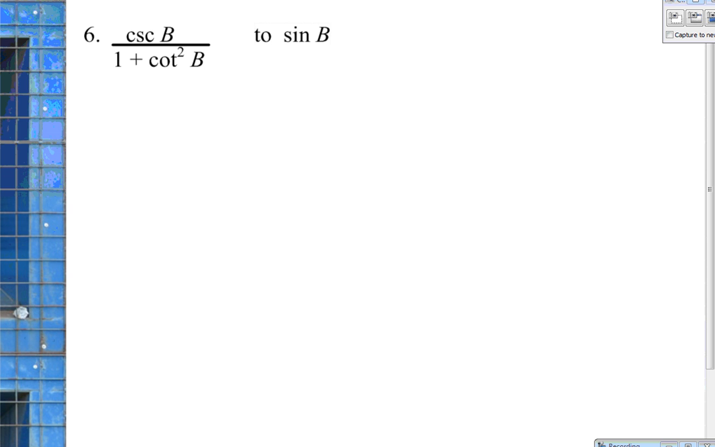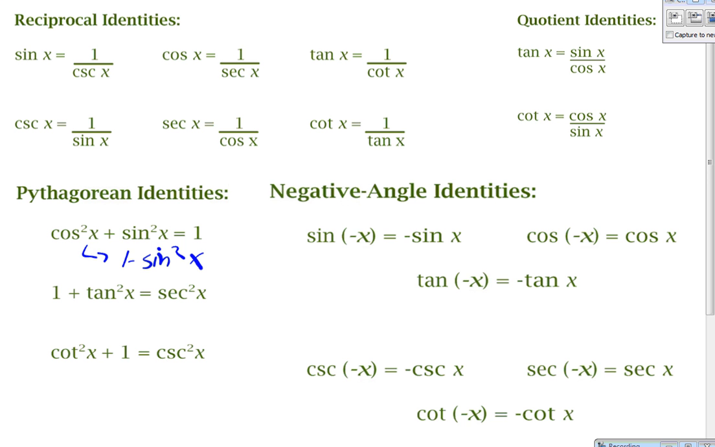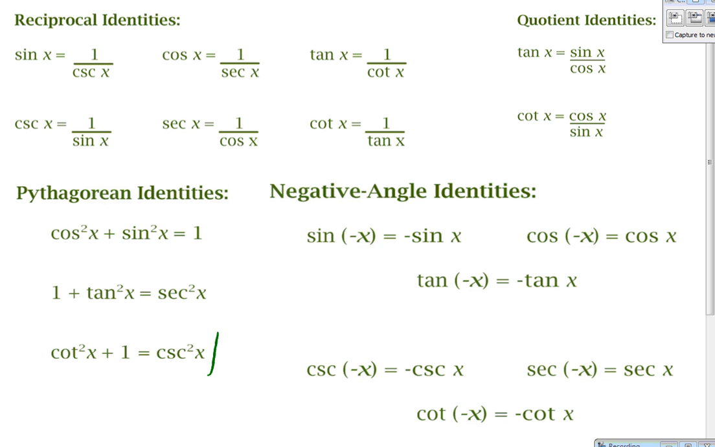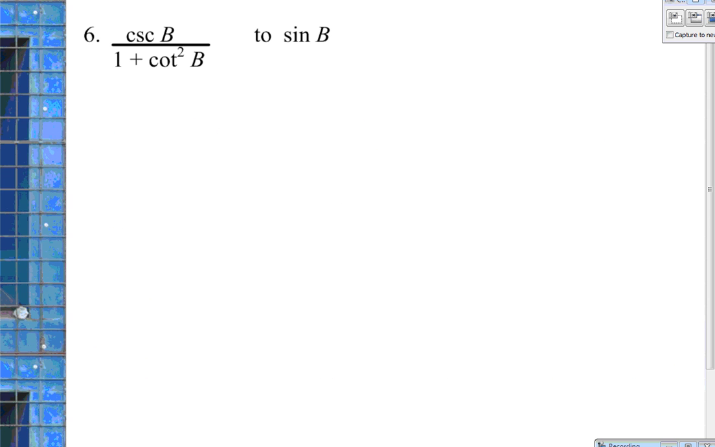So we're trying to take cosecant b over 1 plus cotangent squared b is equal to sine b. Again, you're not sure, but you know that there's a 1 and a cotangent, a 1 and a square trig function. Pythagorean something, right? We had what? 1 in cosecant? Yeah, no, 1 in cotangent. So, check that out. Cotangent squared plus 1 is equal to cosecant squared.